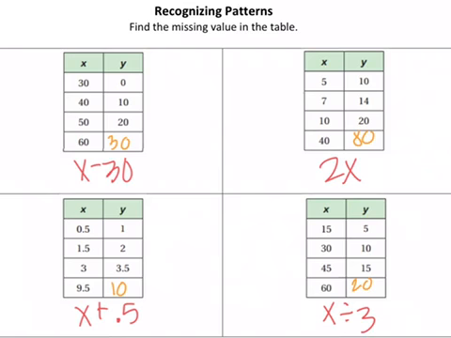The second one, you should have put in an 80. It's 2 times x, so you just multiply your x value by 2, and that's your answer. Third one, you just add 0.5 to your x value, so we should have gotten 10. And then the fourth one, you should have divided by 3 to get 20.